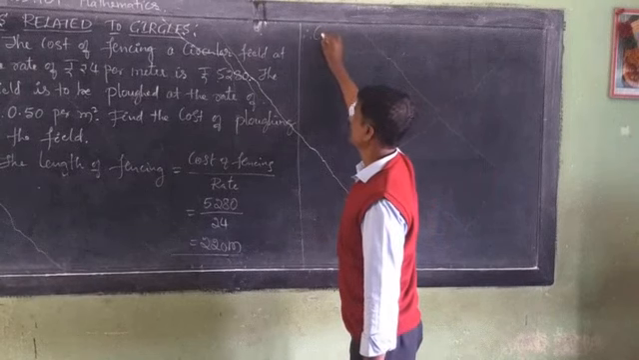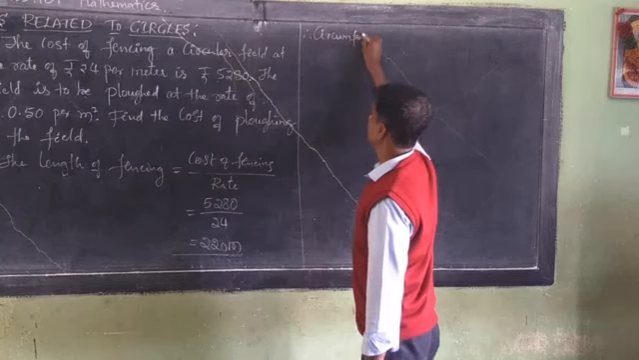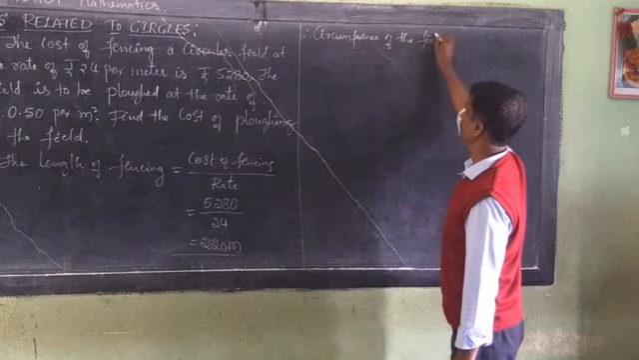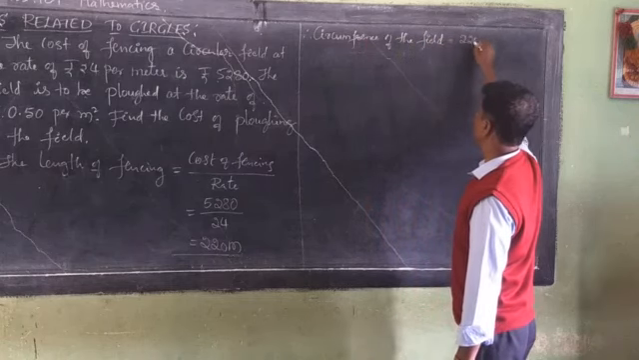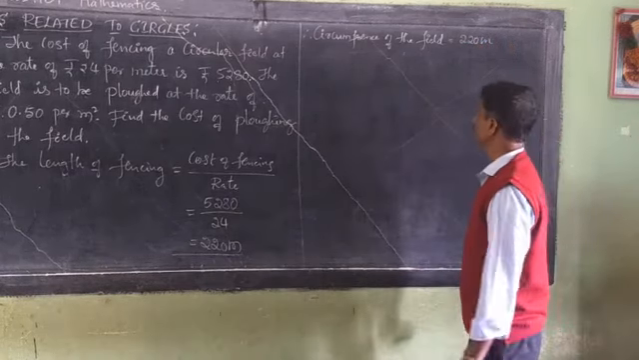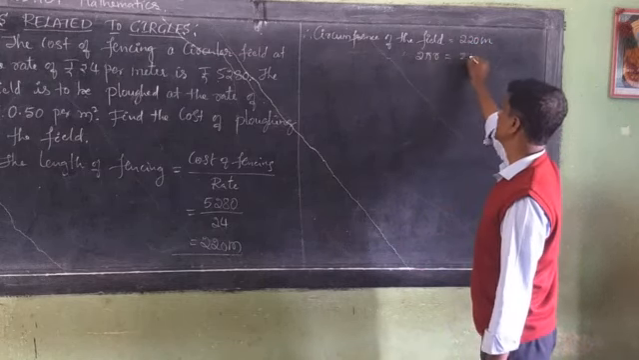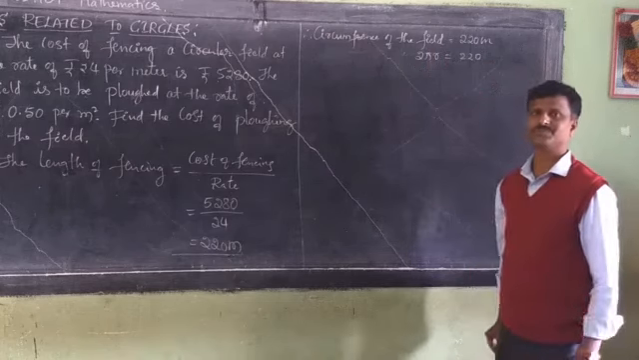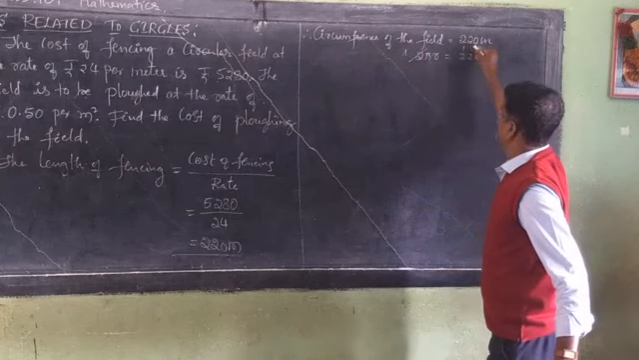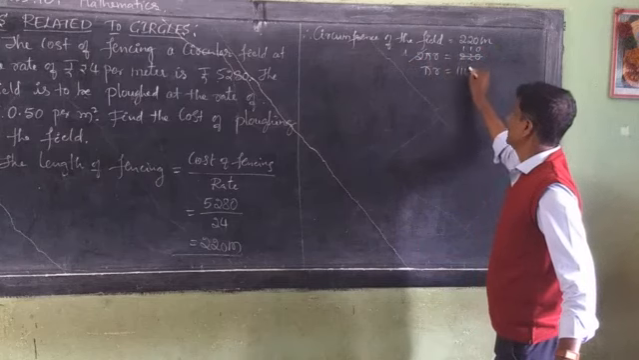Therefore, the circumference of the field is equal to 220 meters, that means the length of fencing. The circumference is given by 2 pi r. So 2 pi r is equal to 220. Dividing by 2, pi r is equal to 110.